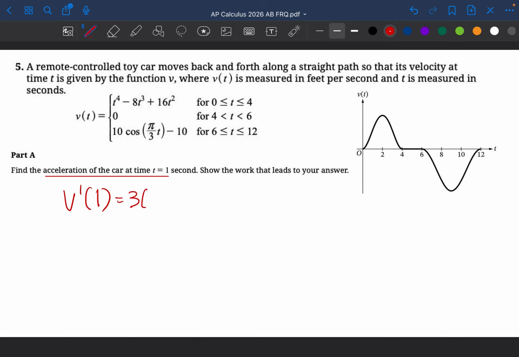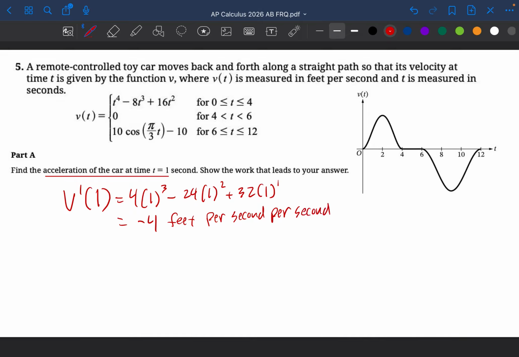That means 4 times t to the third, minus 24 times t squared, plus 32 times t to the first power. And that gives us -4. Now, notice it says, show the work that leads to your answer. They don't say anything about units, but they do give us a unit. So we will say feet per second per second, because this is a rate of change of this rate of change.